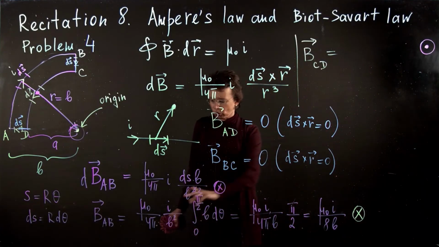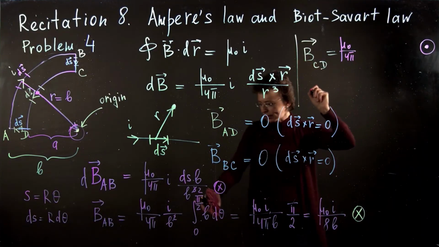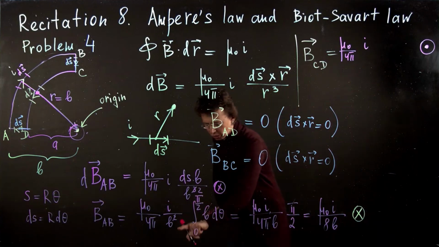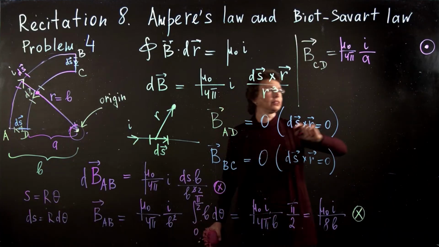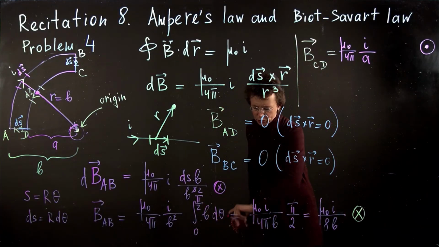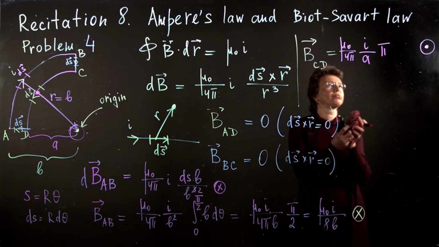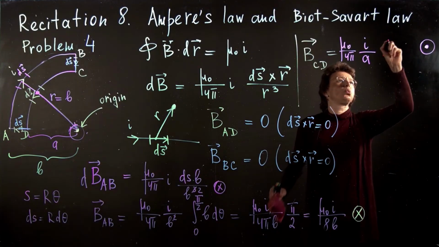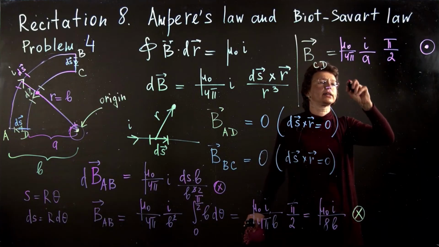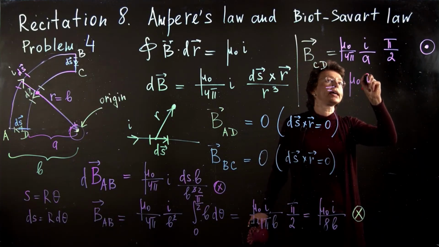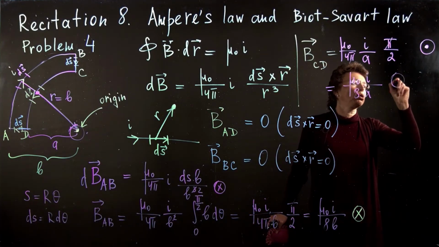and the magnitude will be mu naught over 4 pi, current I, divided by A, the radius, and then integral from 0 to pi over 2 d theta will give me just pi over 2, as in the previous problem. And finally, if I simplify it, mu naught I, pi and pi, divided by 8A, out of page.